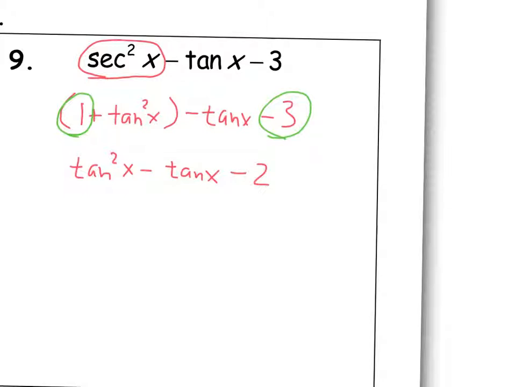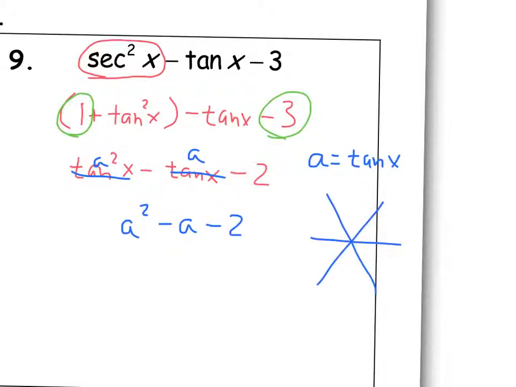So if you were to call a the tan of x, then this is a squared, and this is minus a. So it looks like a squared minus a minus 2. Snowflake. So the coefficient here times a negative 2 is negative 2. My b goes on the bottom, negative 1. A's go there. And now I find negative 2 times positive 1 will give me negative 2, but negative 2 plus 1 gives me negative 1.